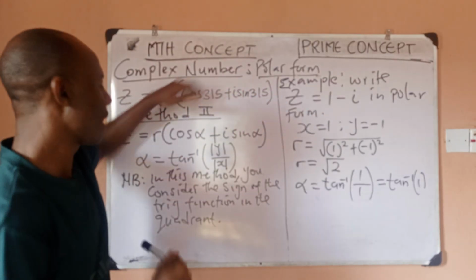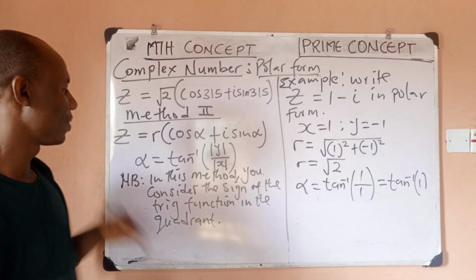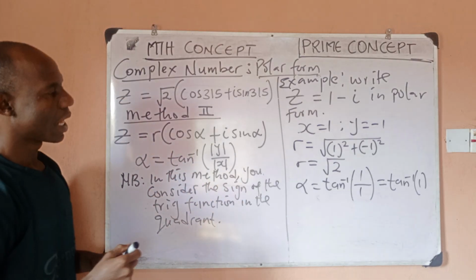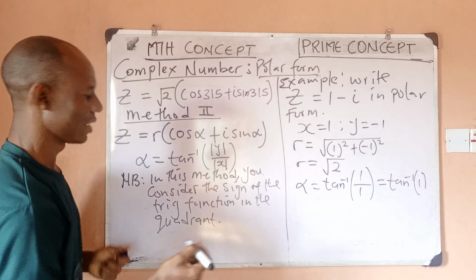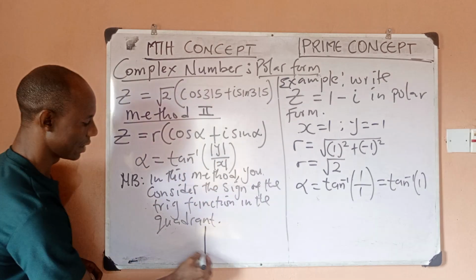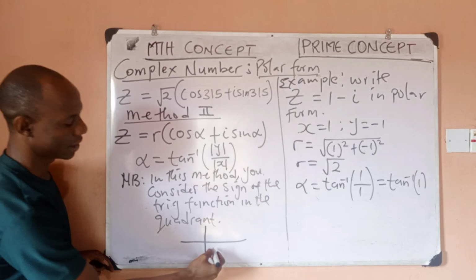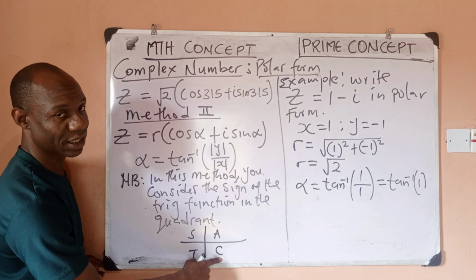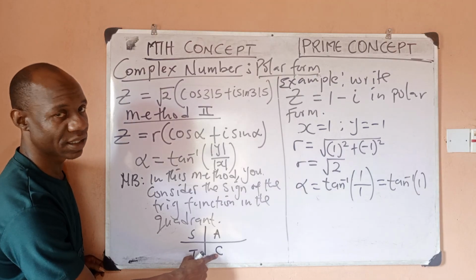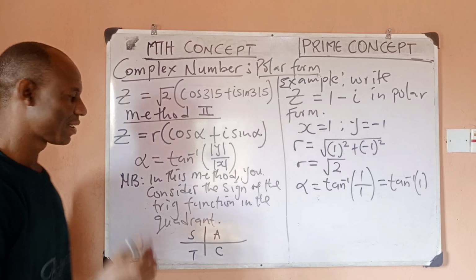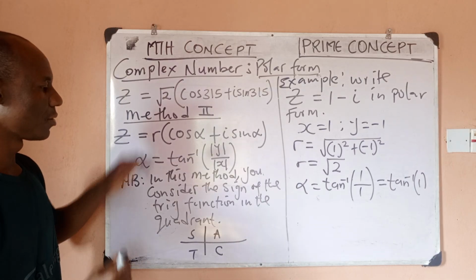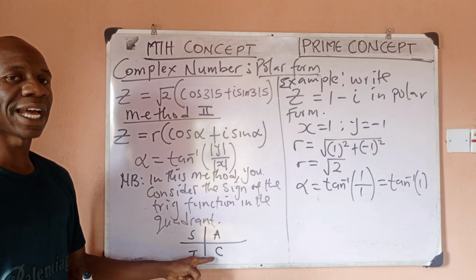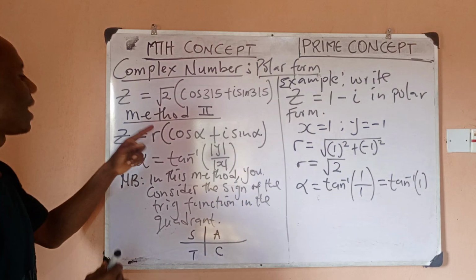We've gotten our first answer. Now using method 2, what would our answer be? Method 2 says you should use cos alpha and this. Now, I know that this complex number lies in what quadrant? It lies in the fourth quadrant, like we have seen. And if you remember your CAST, in the fourth quadrant, only cosine is positive, sine is negative. So if I want to write my answer using this formula, I'm going to consider that cos is positive in the fourth quadrant, but sine is negative. So I'm going to include that in my answer.